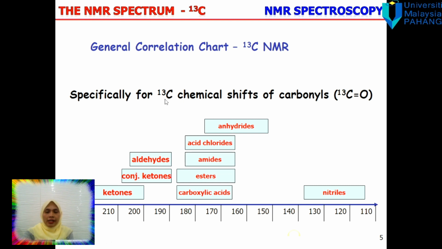If we can see, the specific chemical shift for the carbonyl group is a little bit different between the organic compounds. For example, for esters and carboxylic acids, the carbonyl carbon is between 160 to 180, and for aldehydes and ketones, it becomes 190 to 210.